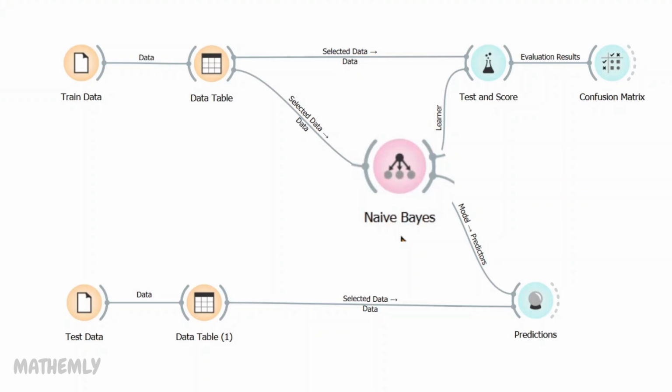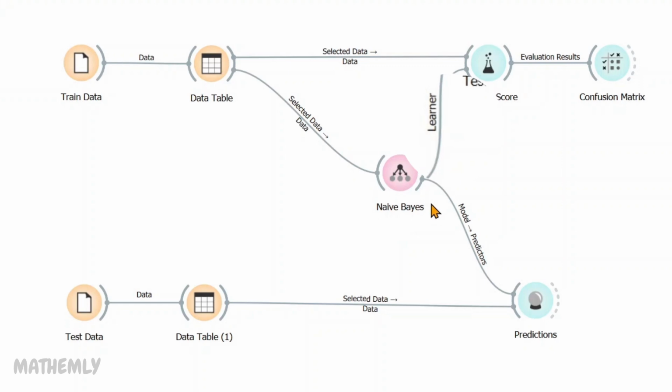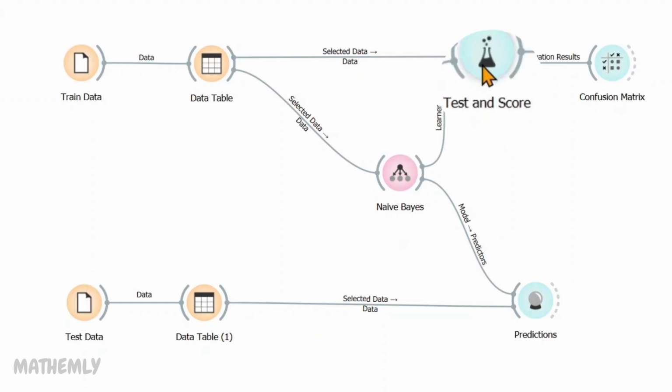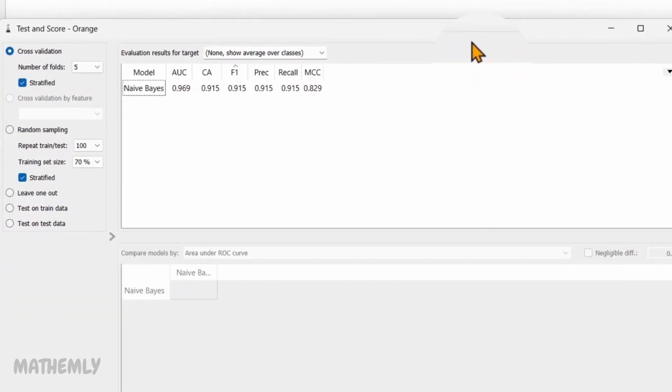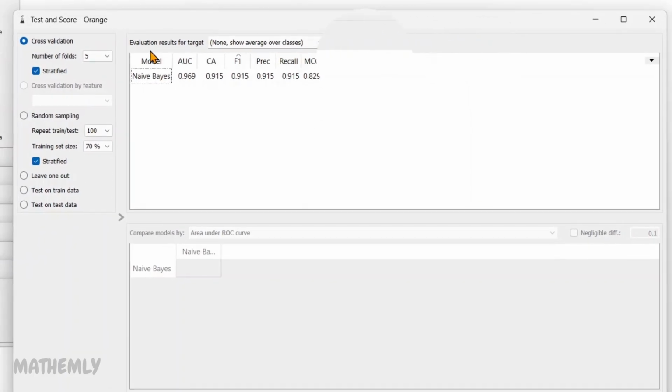Once our model is trained, it is crucial to evaluate its performance to determine how well it generalizes. The Test and Score widget in Orange Data Mining helps us assess the quality of our Naïve Bayes classifier for diabetes prediction. The model is tested using 5-fold cross-validation, meaning the dataset is split into 5 parts and the model is trained and tested multiple times to get a more reliable accuracy estimate. Stratified sampling is enabled, ensuring that both diabetic and non-diabetic cases are evenly distributed in each split.